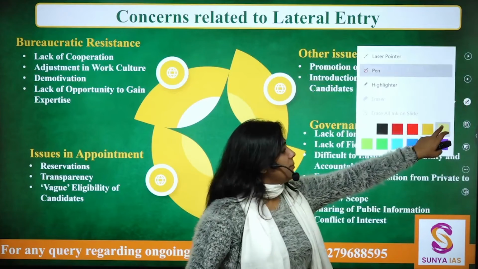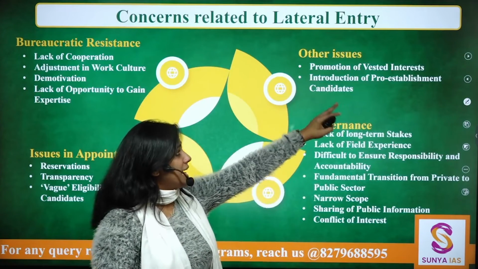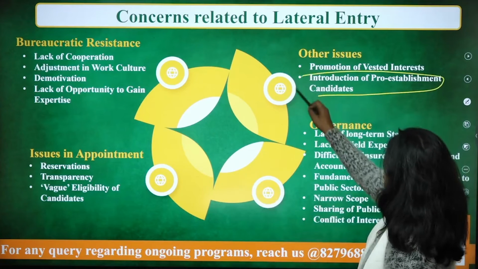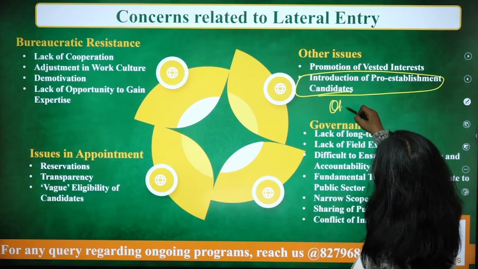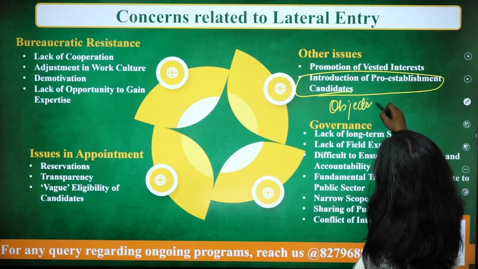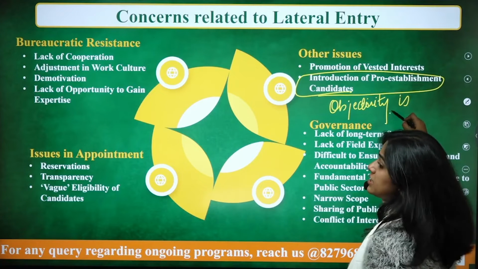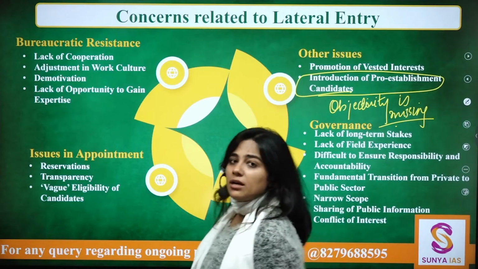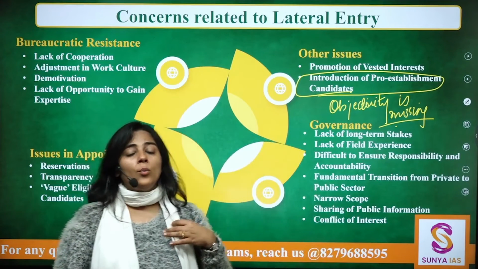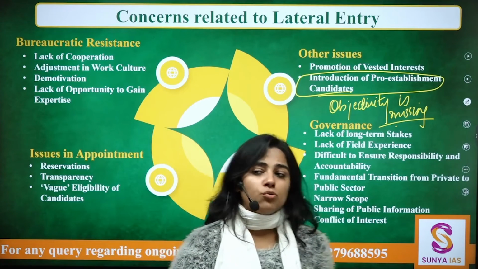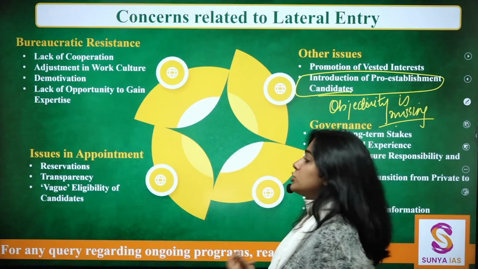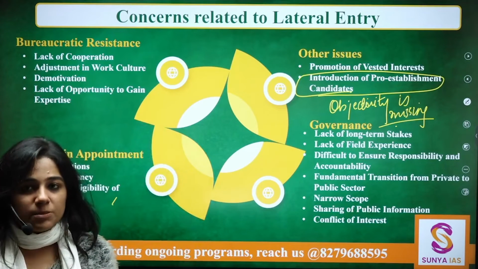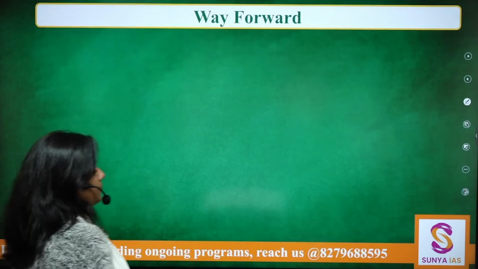It's just a method of promotion of vested interest and introduction of pro-establishment candidates. This point you must mention. You must mention that objectivity is missing, right? Objectivity is missing, and because objectivity is missing, the central government will be very easily able to bring in the people it wants to bring in, bringing us again to the spoils system aspect of it.